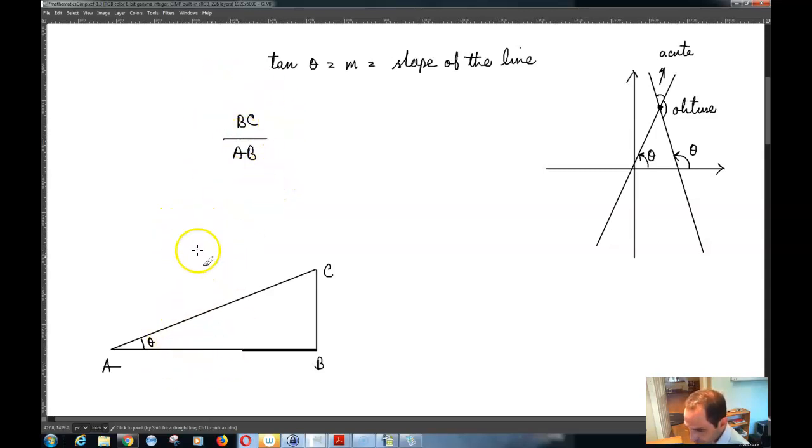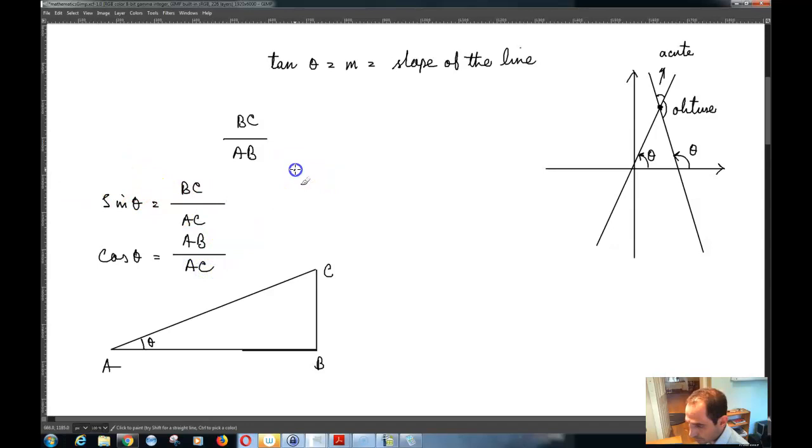In this triangle, there are some trigonometric ratios that we have. For example, sine of theta is BC by AC, the opposite to the hypotenuse. We also have another trigonometric ratio called cos of theta, which is AB divided by AC.